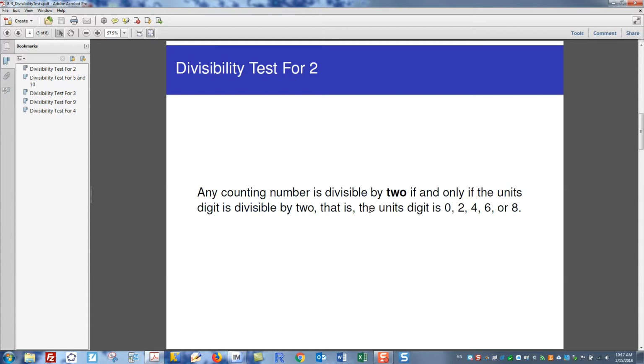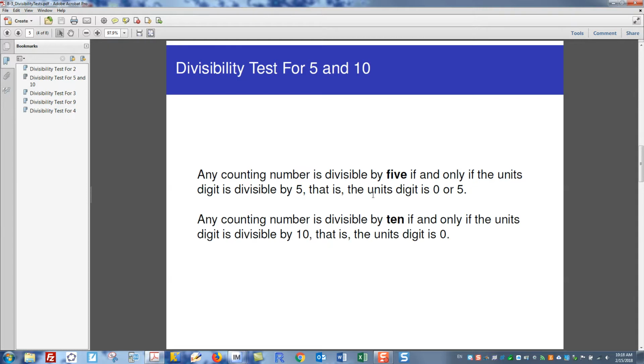So the divisibility test for 2, of course, is this: any counting number is divisible by 2 if and only if the units digit's divisible by 2. That is, the units digit is a 0, 2, 4, 6, or 8. And the divisibility test for 5 is similar. It's any counting number is divisible by 5 if and only if the units digit's divisible by 5. That is, the units digit is a 0 or a 5. And finally, for 10, any counting number is divisible by 10 if and only if the units digit is divisible by 10. That is, the units digit is a 0.